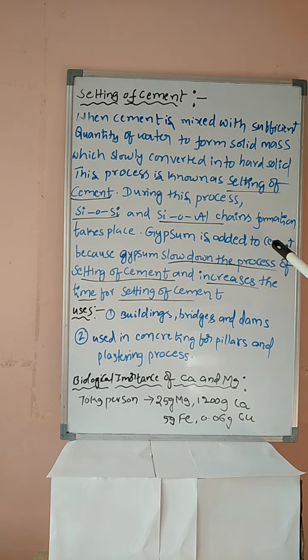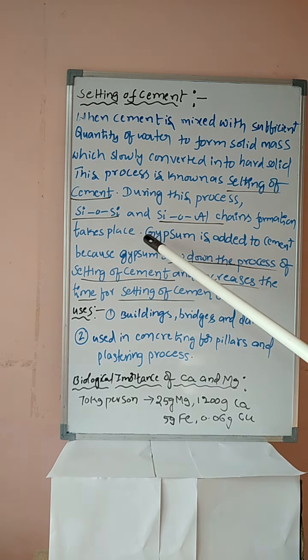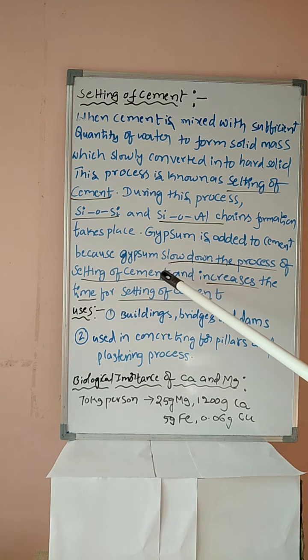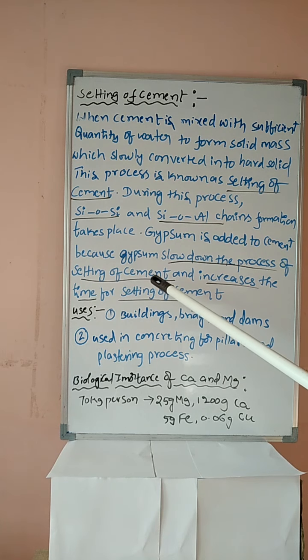Gypsum is added to cement because gypsum slows down the process of setting of cement and increases time for setting of cement. In the manufacture of cement, student, 2 to 3% of gypsum is added to cement clinker to form Portland cement. The main role of gypsum is that it slows down the process of setting of cement.